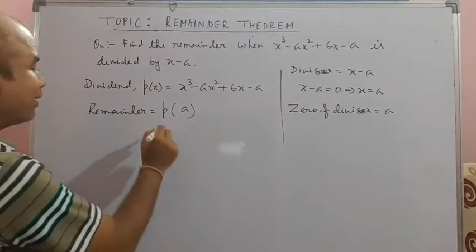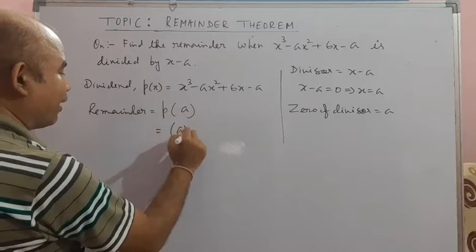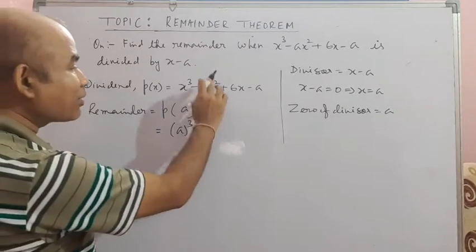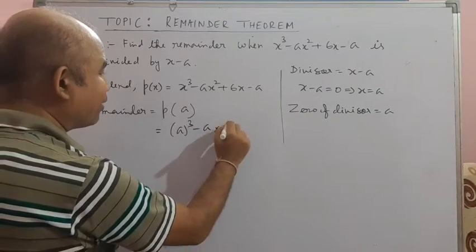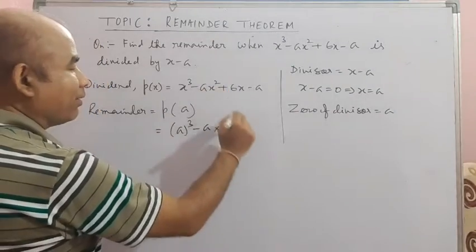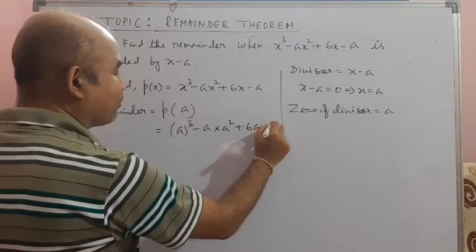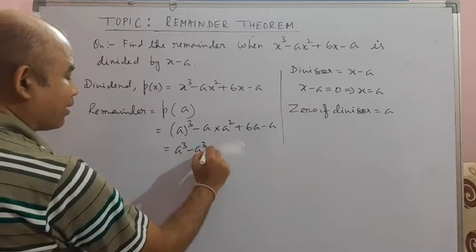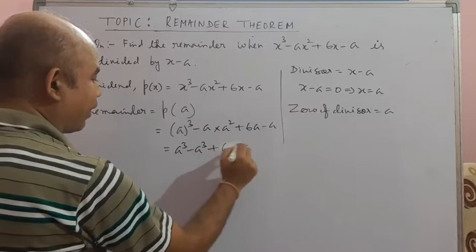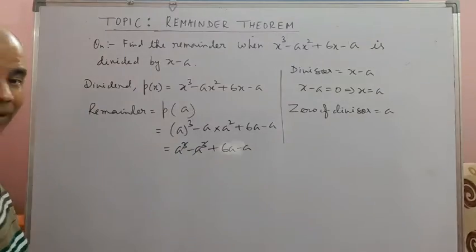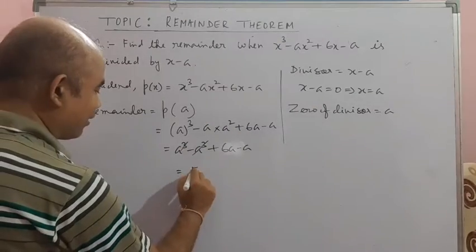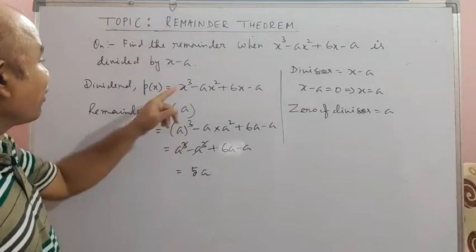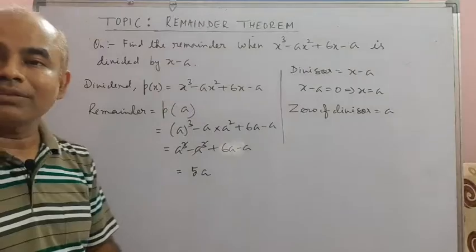If I do that, then x cube is now a cube. The a remains the same, it is a constant. In place of x again you put a, so a into a square, and 6 into a, minus a. Ultimately it becomes a cube minus a cube plus 6a minus a. The a cube minus a cube cancel. 6a minus a will be 5a. 5a will be the remainder when this is divided by x minus a.